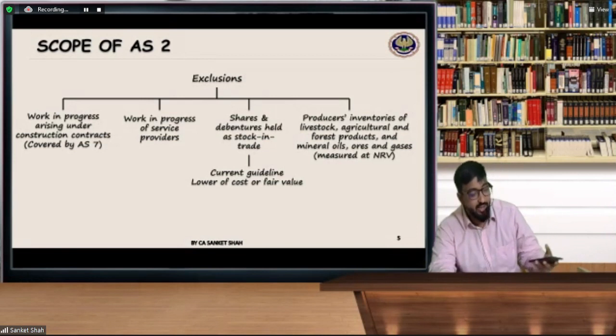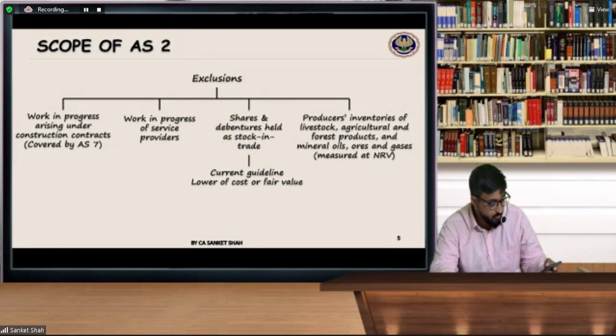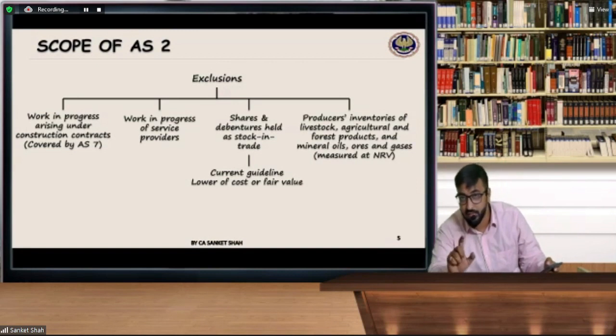Yes. Till now, any query you have? Beta Himanshu Gupta, interior decorator. So if he has any WIP, it is not covered under this Accounting Standard 2.